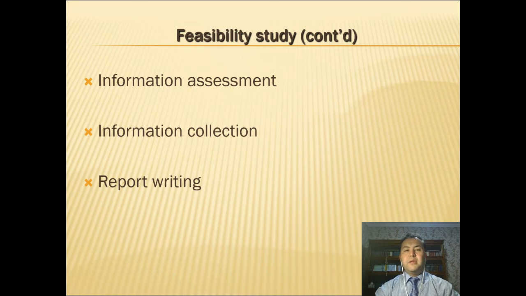Carrying out a feasibility study involves information assessment, information collection, and report writing. The information assessment phase identifies the information that is required to answer the three questions set out above. Once the information has been identified, you should talk to information sources to discover the answers to these questions.